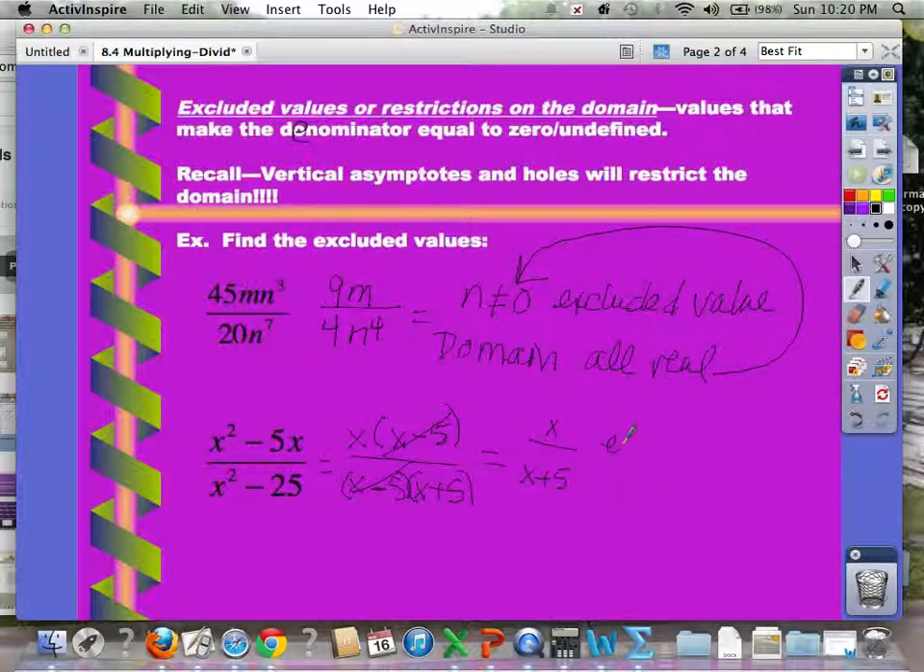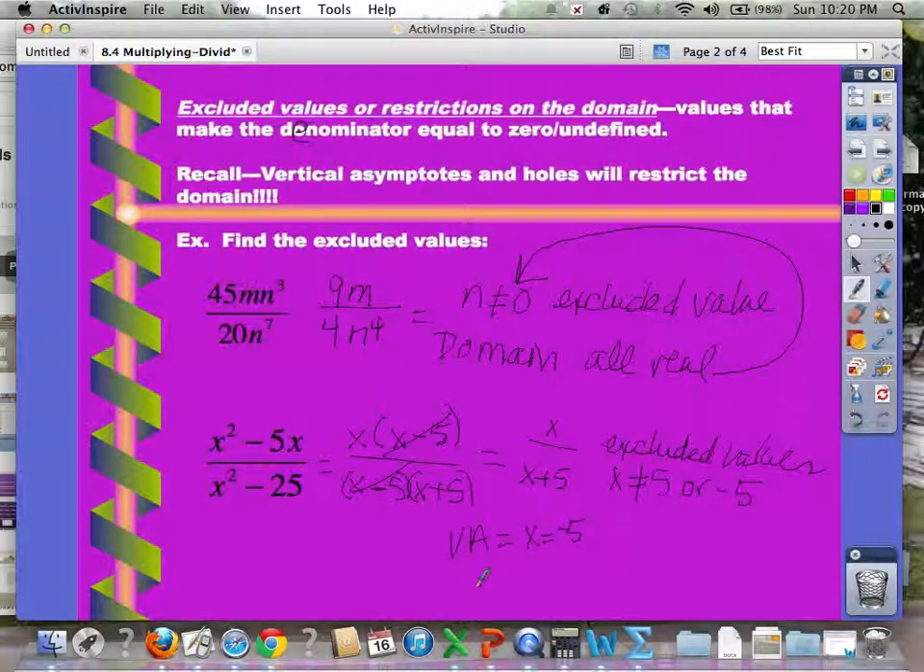The excluded values are going to be anything that made this denominator 0. So x cannot be 5 or negative 5, because both of those would make the denominator 0. That means the domain is all reals except x cannot be 5 or negative 5. There was a vertical asymptote, VA, from whatever's left on the bottom, so that would be a vertical asymptote at x equals negative 5.